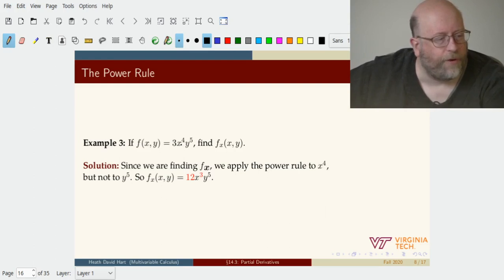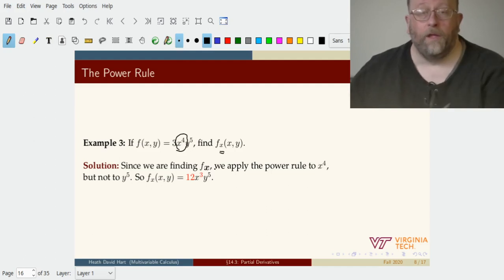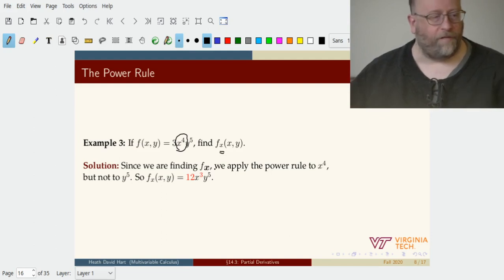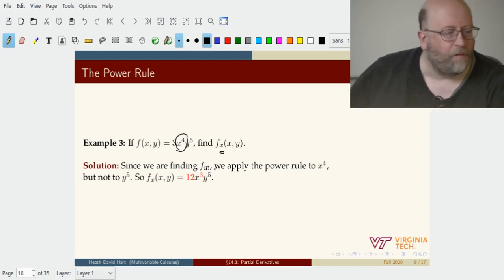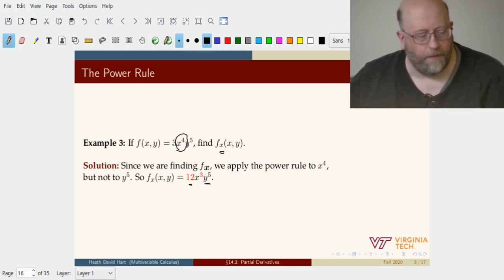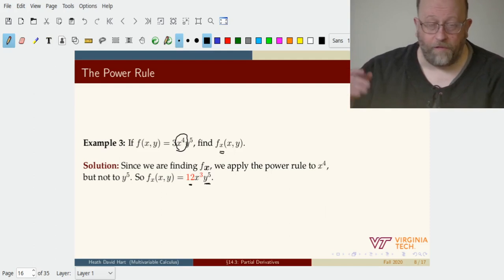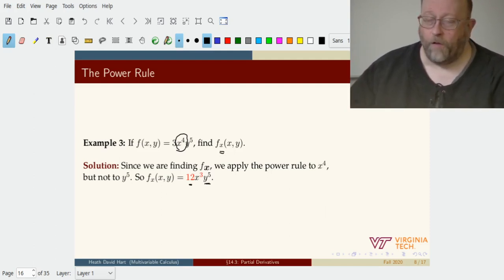If this is my function, 3x to the 4th, y to the 5th, and I want to find the derivative with respect to x, then the x to the 4th gets all the love, all the derivative action, all that rich calculus-y goodness happens to the x to the 4th. The 4 comes down and combines with the 3 to make 12, and then the new exponent is x cubed, and nothing at all happens to the y to the 5th. But that's how it works. We're taking the derivative in the x direction, and so the variable x gets the action, and nothing happens to the y variable. Y remains constant throughout the entire process.